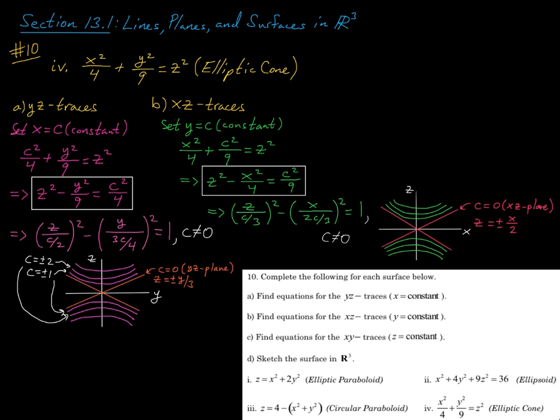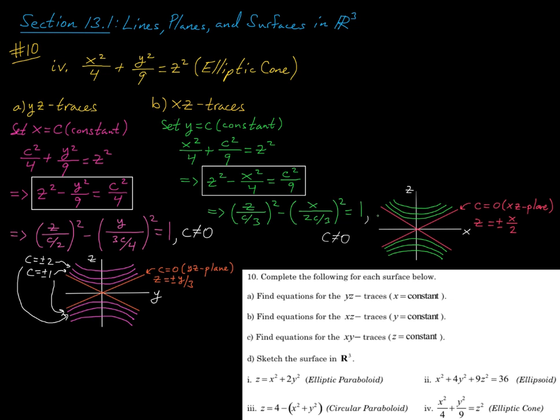So what if c is equal to 0? Well, going back up here, I get that z squared minus x squared over 4 is equal to 0, which implies that z is equal to plus or minus x over 2. So that's telling us that the intersection of our surface with the xz plane is this pair of lines here, described by the equation z is equal to either x over 2 or negative x over 2.